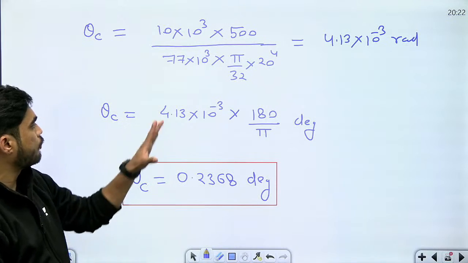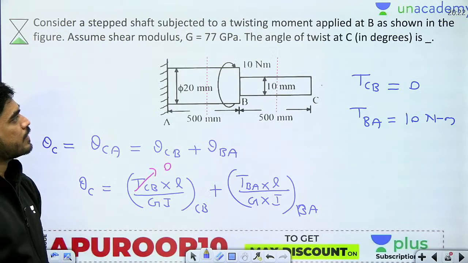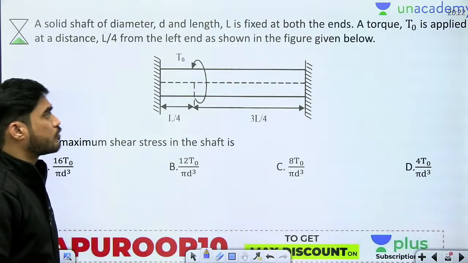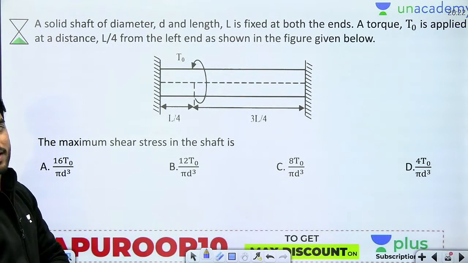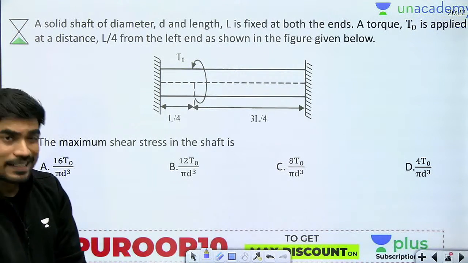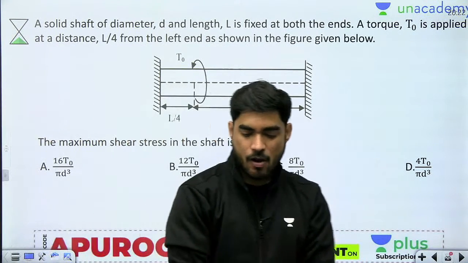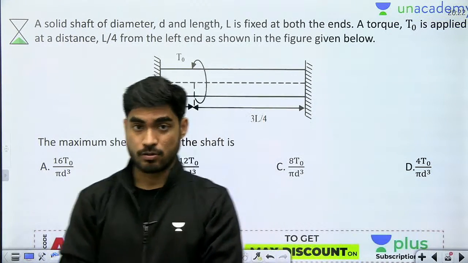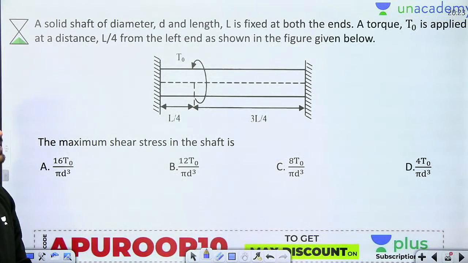Okay, so this is the angle of twist at C. Angle of twist calculations are very important. Okay, next question that I have brought is based on the calculation of torsional reaction, statically indeterminate shaft. You will see a lot of questions based on statically indeterminate shaft also. So let's see how to solve these problems.